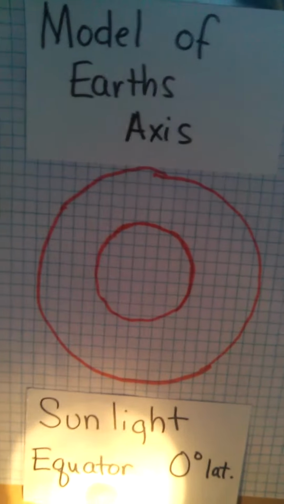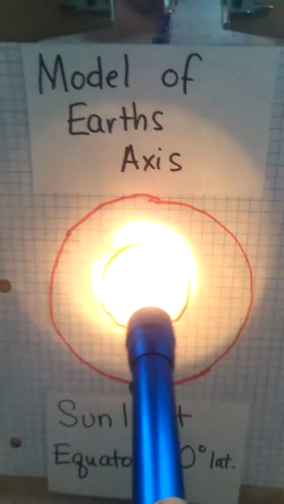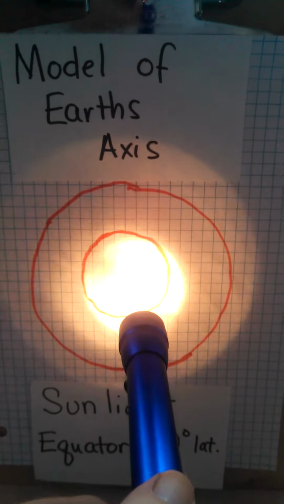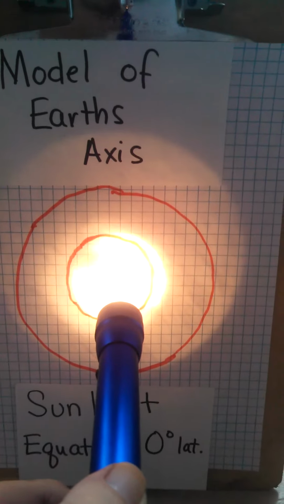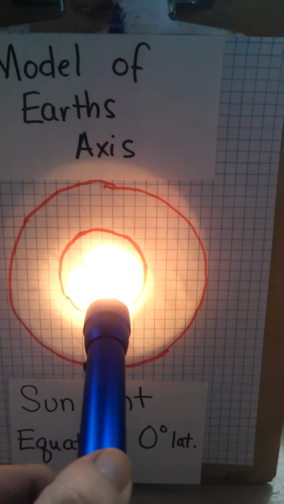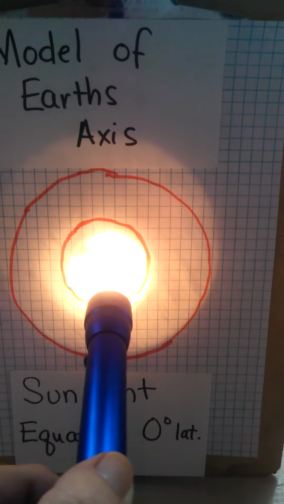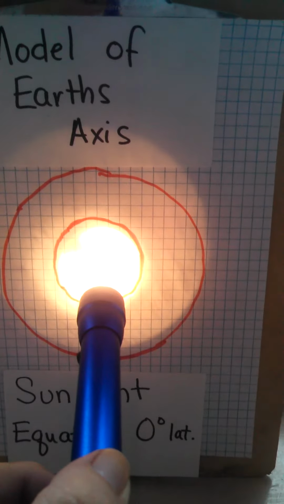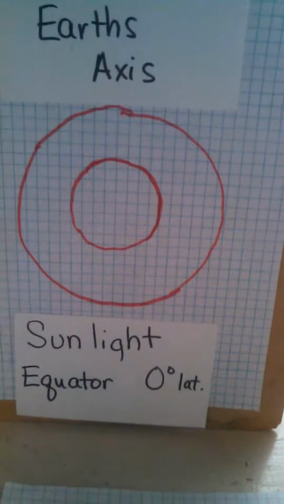So if you take this image here, you look over on the side, I have a protractor. It is at 0 degrees. And I'm going to move my flashlight so that my flashlight is at 0 degrees. And if you look at these circles that I've already drawn onto my graph paper, it shows you where most of the concentrated light is, which is in the center. And this would represent sunlight at Earth's equator.